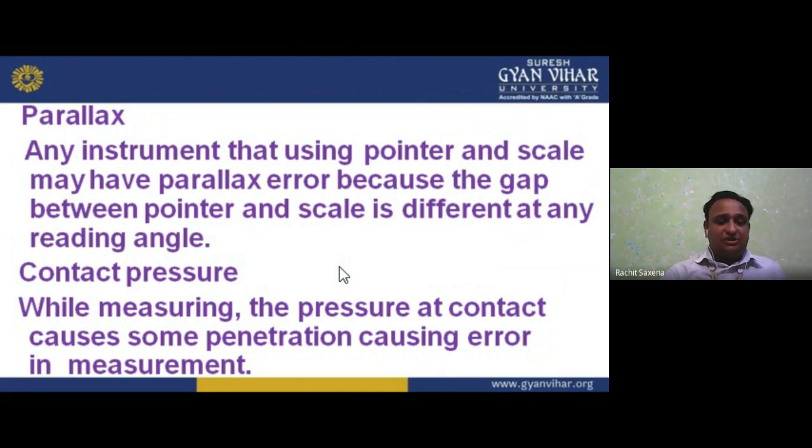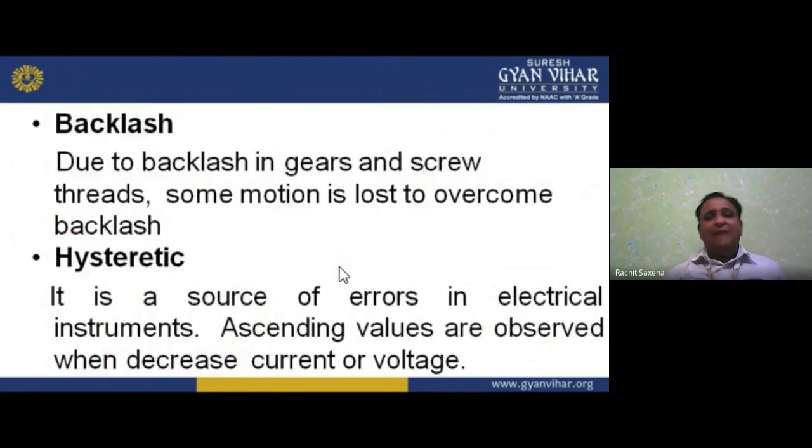Next is contact pressure. While measuring, the pressure at contact causes some penetration, causing error in the measurement. Now backlash. As I told you earlier, due to backlash in gears and screw threads, some motion is lost to overcome the backlash.